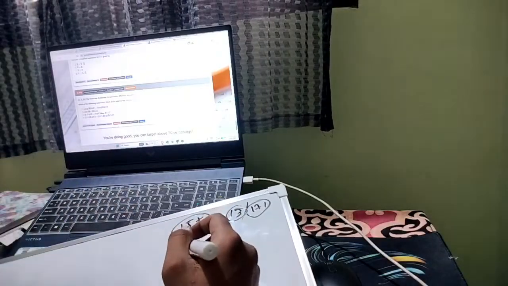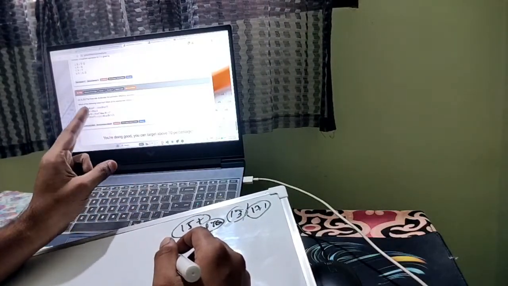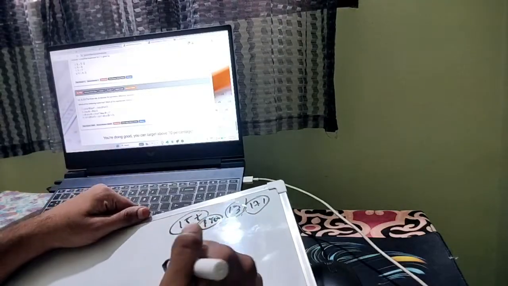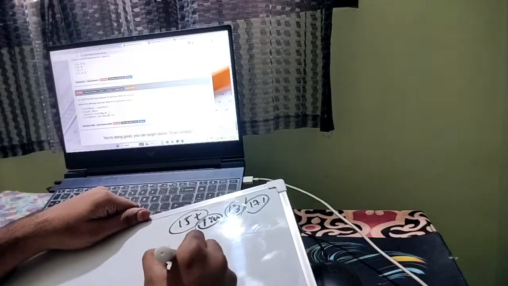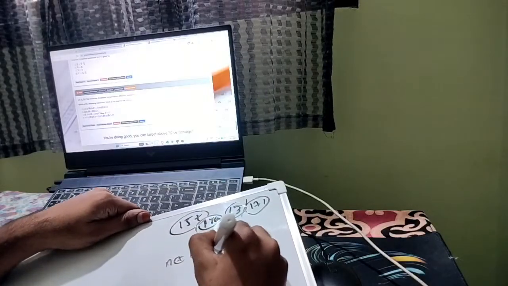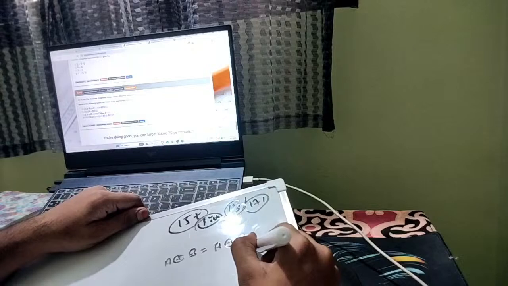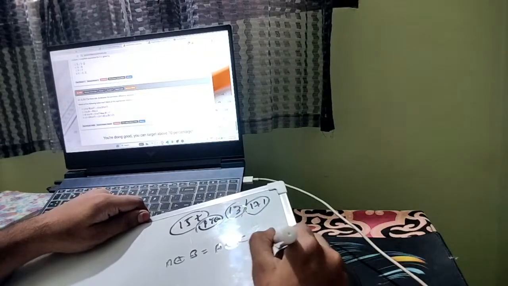What was the mistake? C. I kept my marked R plus A, B, and D. Why not C? So if A XOR B equals A XOR C, if these both are equal, then what is the condition? B equal to C.